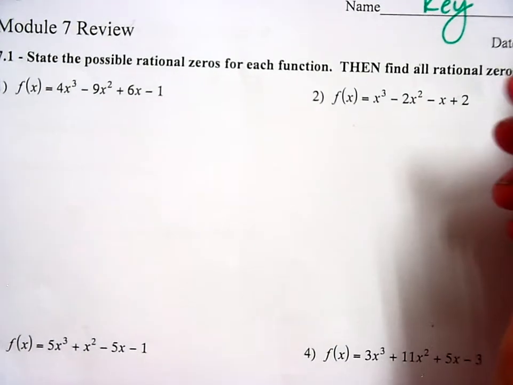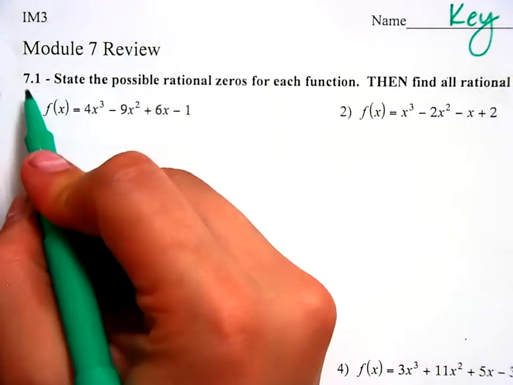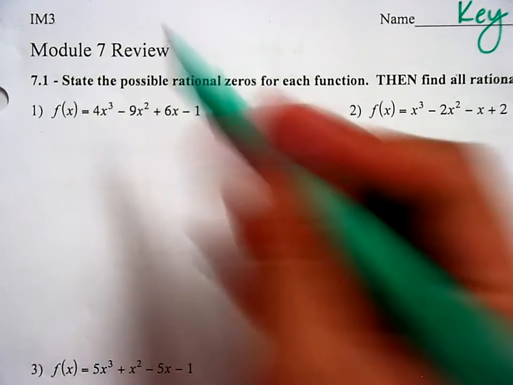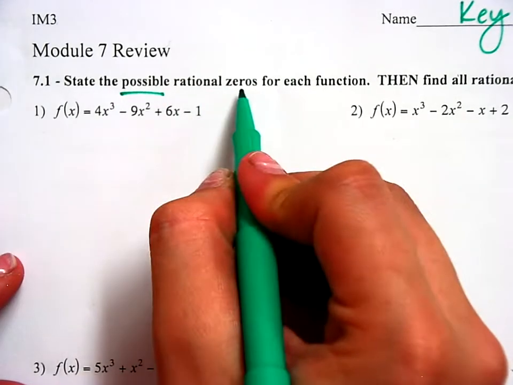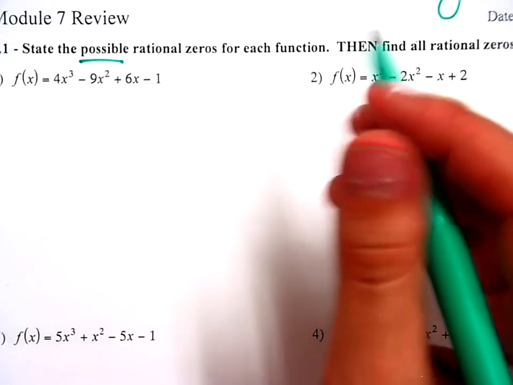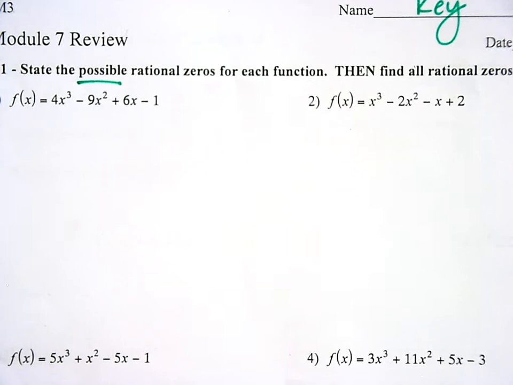Here are the answers to the Module 7 review for IM3. These first few problems are Module 7.1, and so that's when we're finding all possible rational zeros using the rational root theorem, and then we're going to find what the rational zeros are for these. Remember, we can think of zeros, roots, and factors all as the same thing, it's just they're written in different forms.